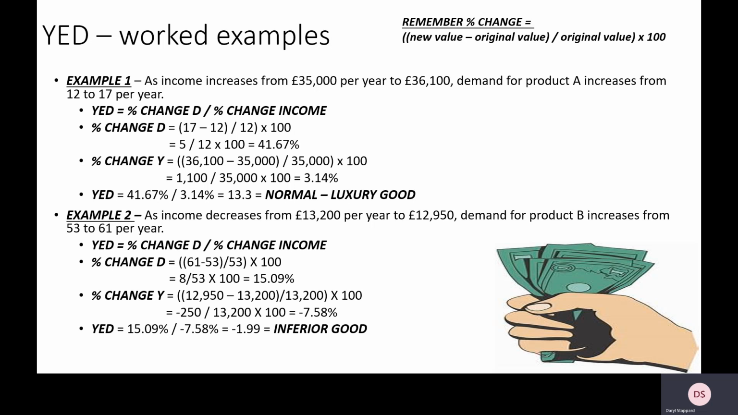So from the formula, I can see that the YED is minus 1.99. Remember, a negative number would show me an inferior good. So this time the relationship is negative. So we've got an inferior good. We earn less, we buy more of this particular product.